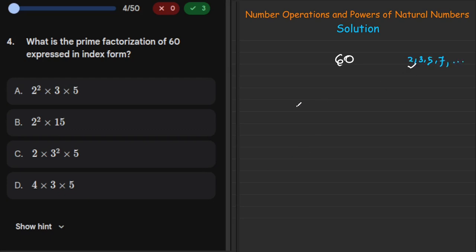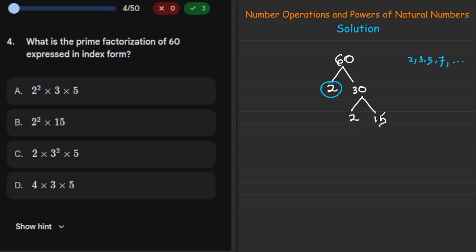So starting with 2, can 2 divide 60? Yes. So if 2 can divide 60, we form two branches. One being 2, and the other being 2 times what gives us 60, that is 30. Now, since 2 is a prime number, we will circle it because it will form no other branch. Then we come to 30. We repeat that same procedure with 30. So we come to our list of prime numbers. Can 2 divide 30? Yes. It divides it 15 times. And this 2 once again is a prime number, so we circle it because it forms no other branch.